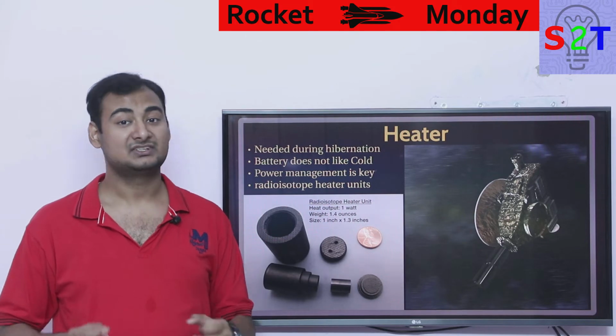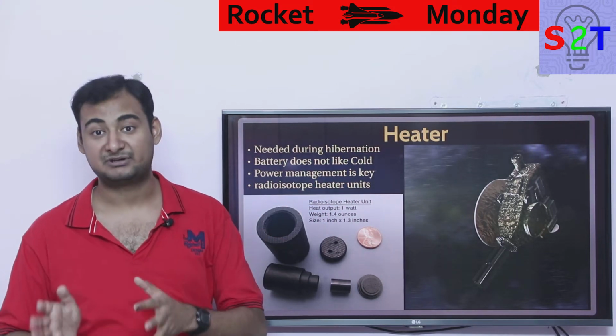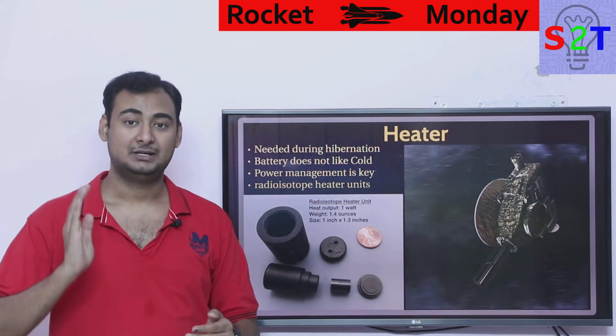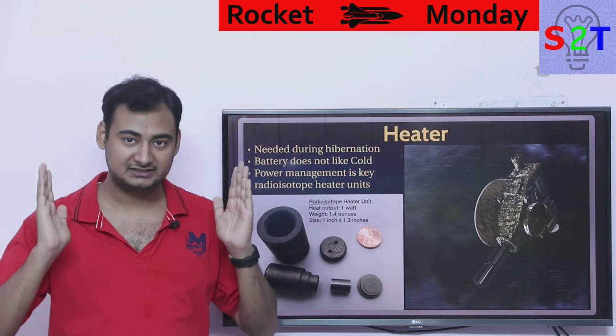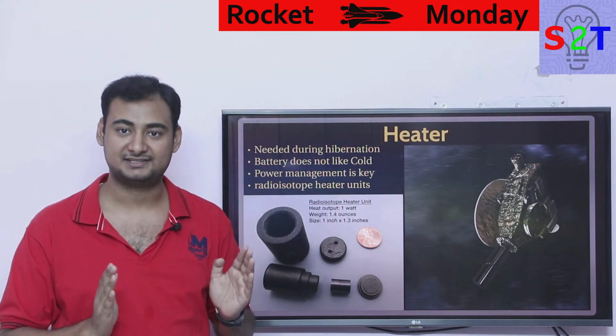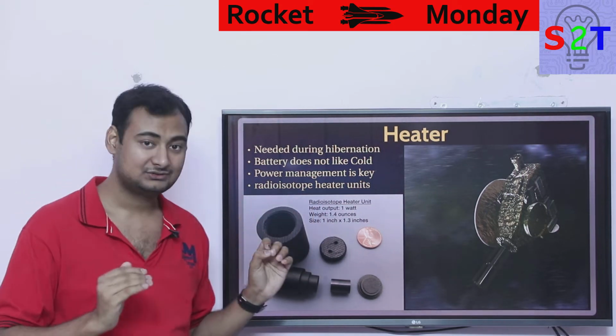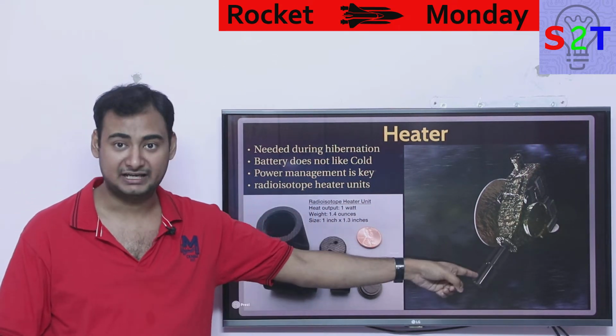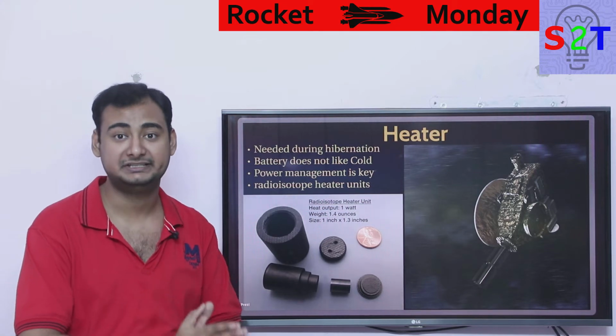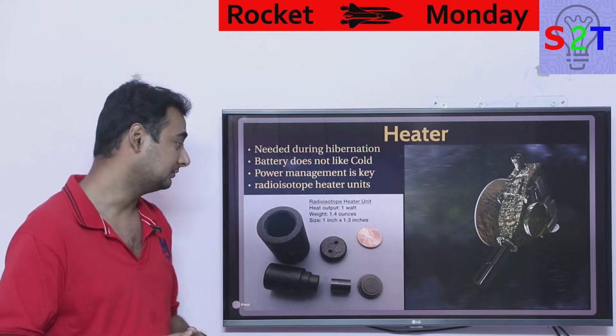Now many instruments like cold temperature, like infrared sensors, camera sensors and all that, they love cold temperature. Battery flat out hates it. Battery is like, dude, if you drop me below 5 degrees Celsius, I'm done. I will not start again. So to make sure that during those times, when you have hibernation and equipment is not generating heat, you have to provide heat. So how do we do that?